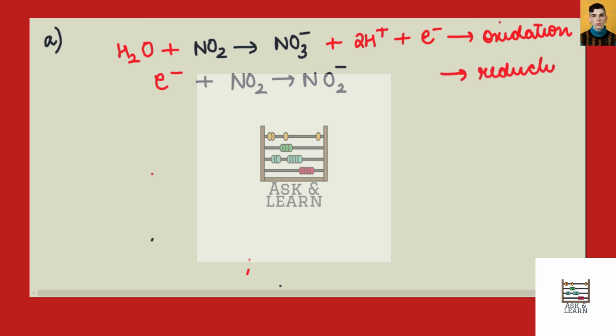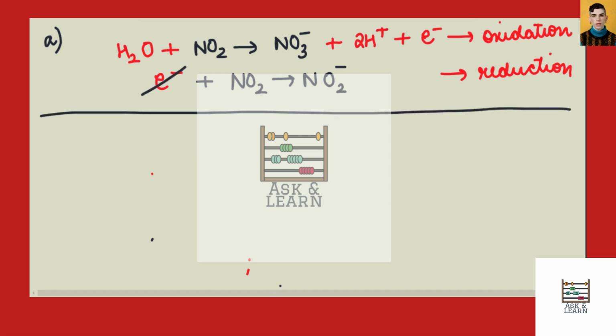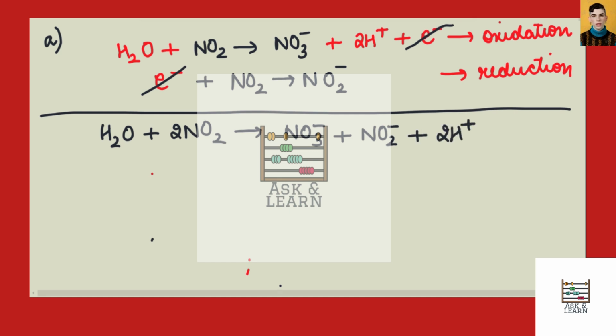And now we have to add the two reactions, so this gets cancelled very easily, and we end up having H2O plus 2NO2 going to NO3 negative plus NO2 negative plus 2H positive. Now since this reaction is in a basic medium, we have to add OH negative ions.